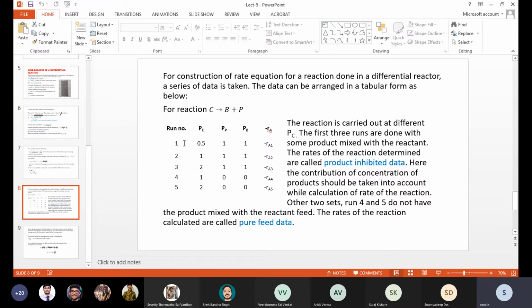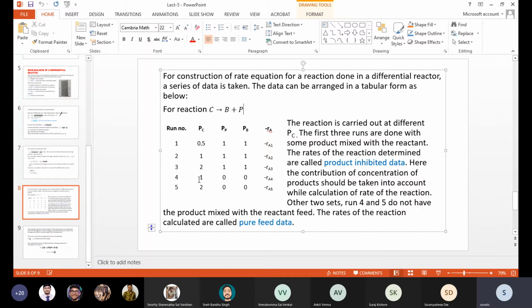Look at the first run. In the first run, PC is 0.5, that means either 0.5 atmosphere or whatever, and PP is 1 and PB is 1. For the second run, PC is 1, PP is 1, PB is 1. Third run, PC is 2, PP 1, PB 1. Fourth run, PC 1, PP 0, PB 0. Fifth run, PC 2, PP 0, PB 0. And their corresponding rates are calculated.